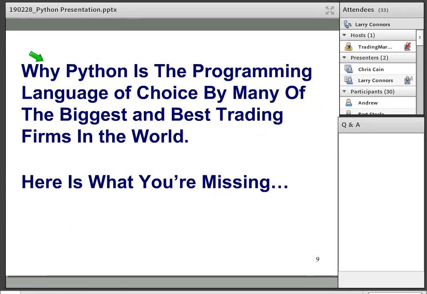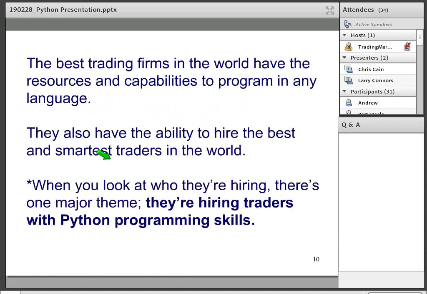So why Python is the programming language of choice by many of the biggest and best trading firms in the world. And if you're not programming in Python, this is what you're missing, because this is what the rest of the world on the professional side is doing. Okay, so the best trading firms in the world have the resources and they have the capabilities. They can program in any language that they want.